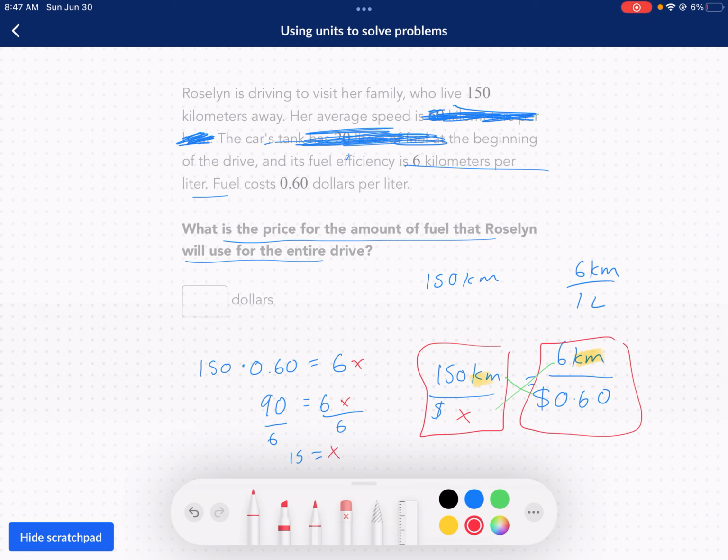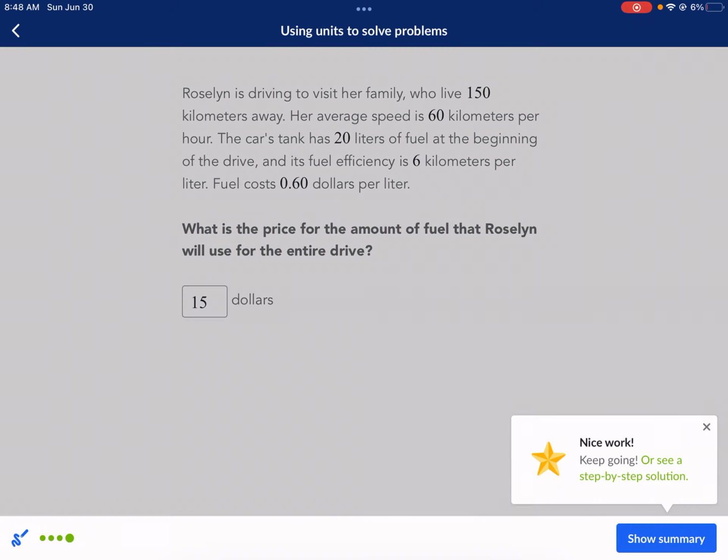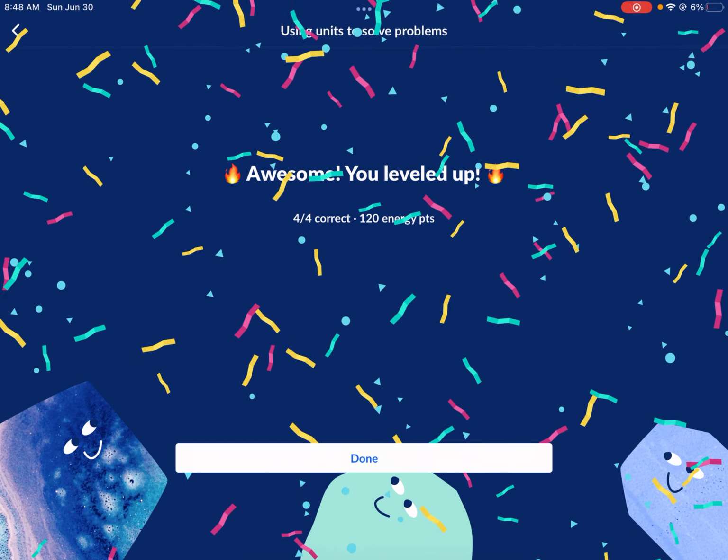Okay, and what is this information? That tells us that we spent $15 to go 150 kilometers because this rate continues, right? If we're talking about extending these units and using rates, that means we're going to spend $15 on the whole trip. It doesn't matter how many liters are in the tank. Doesn't matter how fast we drive. If this is the rate, it will continue. Then that's the answer. So $15 for that trip. And we got it. Boom! Happy about that.